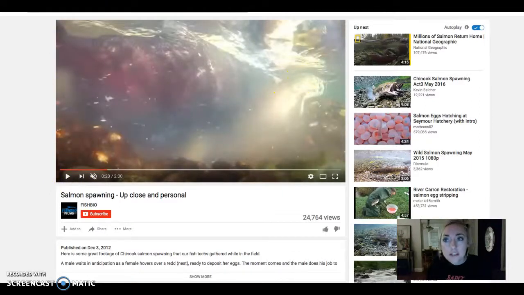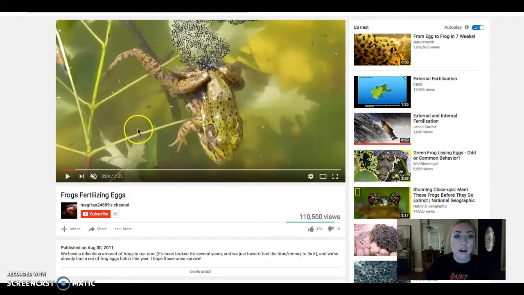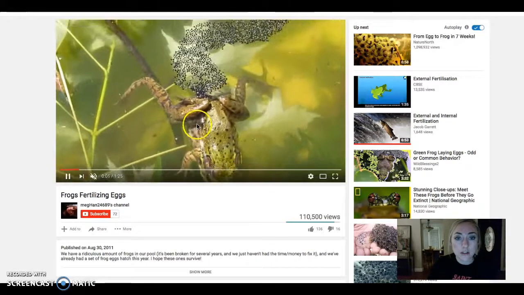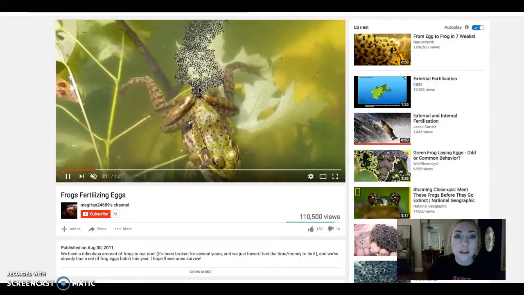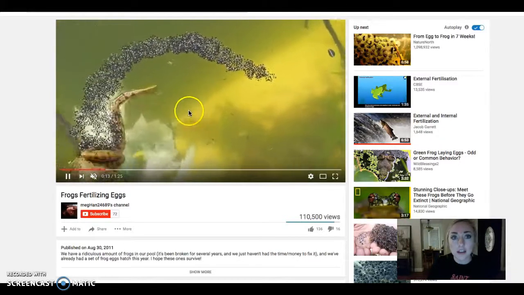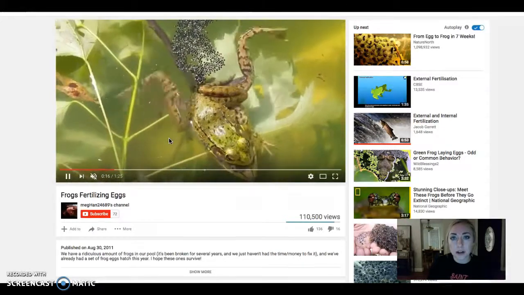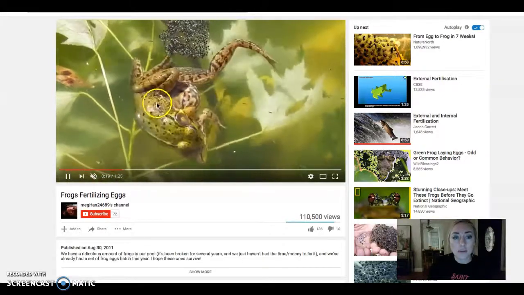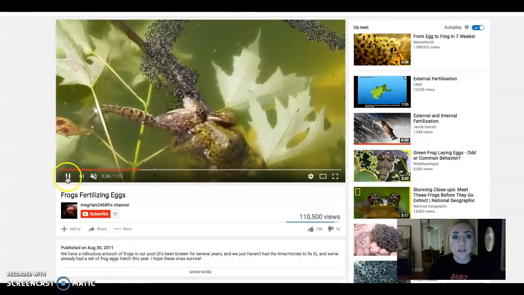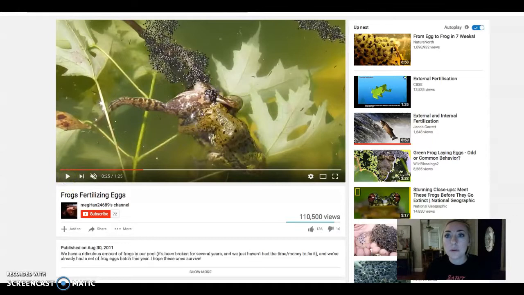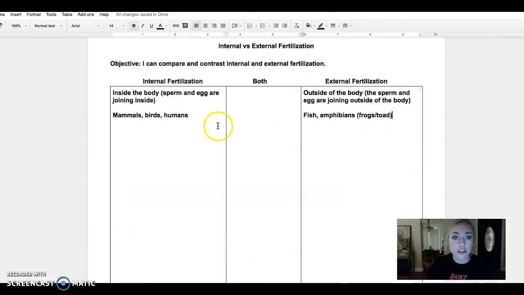Another example of how external fertilization works are these frogs. You've probably seen this happening, where the female frog is actually under here. He is laying on top just so that he can fertilize the eggs as she's laying them. So she's pushing the eggs out of her body and he is releasing the sperm right over them so that they can be fertilized right then. So hopefully that gives you a better idea of what external fertilization looks like. Let's go back to comparing and contrasting.